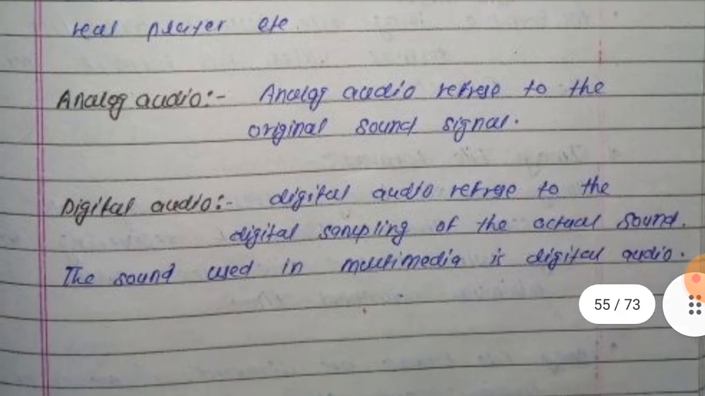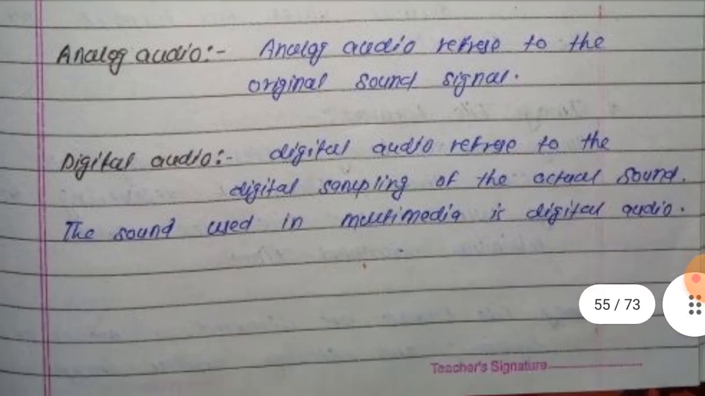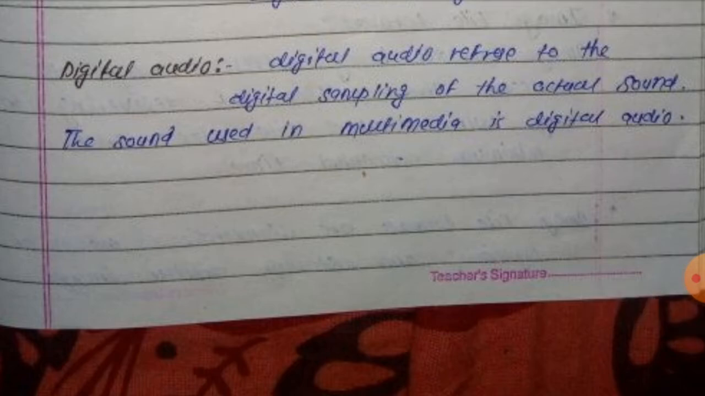Analog audio. Analog audio refers to the original sound signal. Digital audio. Digital audio refers to the digital sampling of the actual sound. The sound used in multimedia is digital audio.